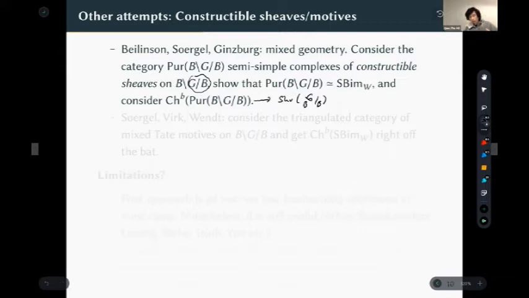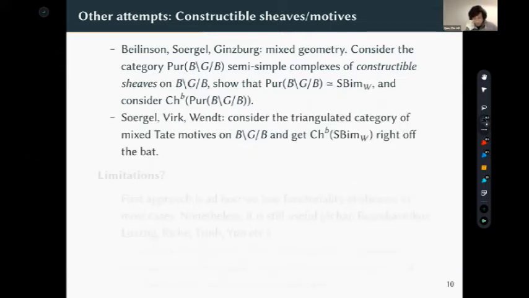And then a more recent approach, only 4 years old, is by Soergel himself and Wendt. So they consider the triangulated category of mixed Tate motives on, again, B mod G mod B. And this category is actually equivalent to the category of chain complexes of Soergel modules right off the bat, without doing anything special. So what are the limitations?